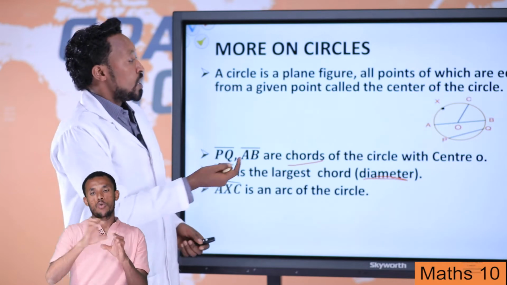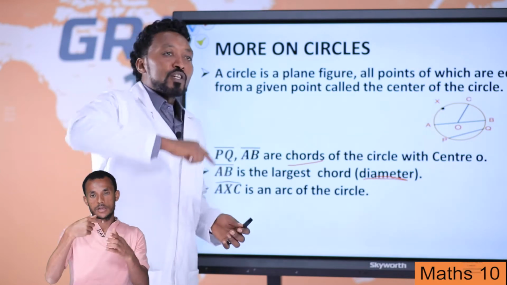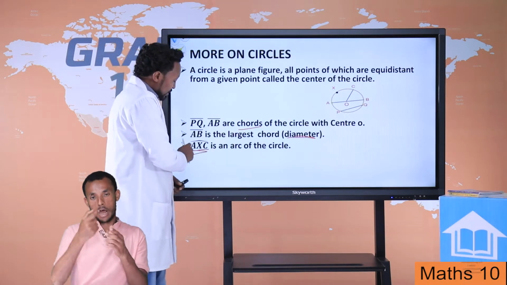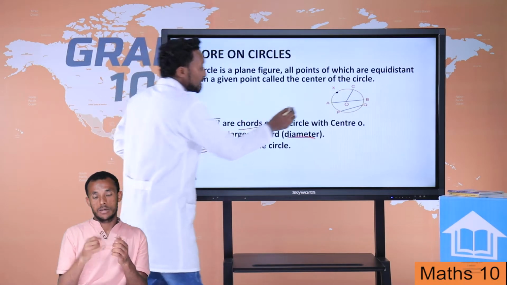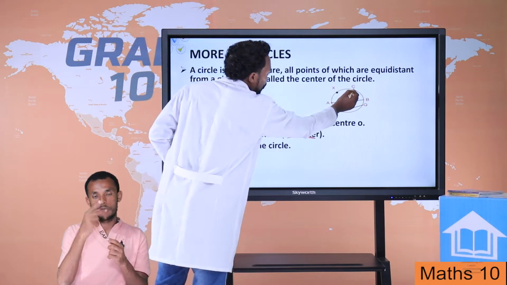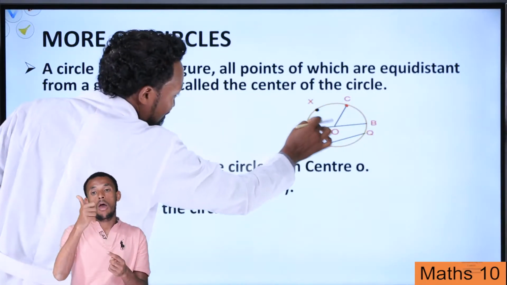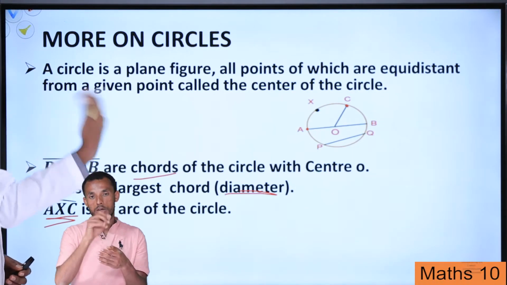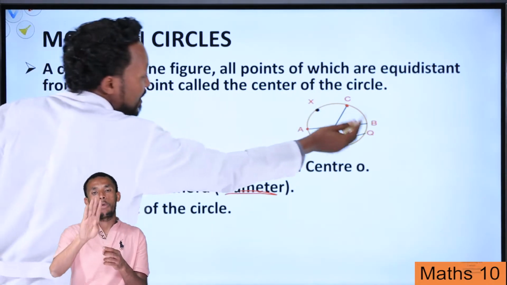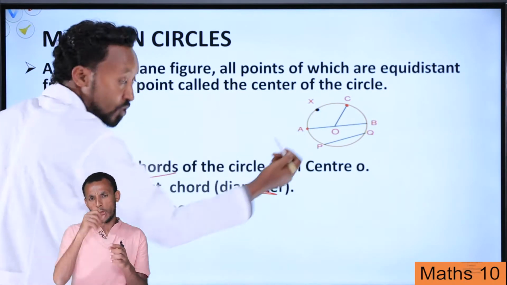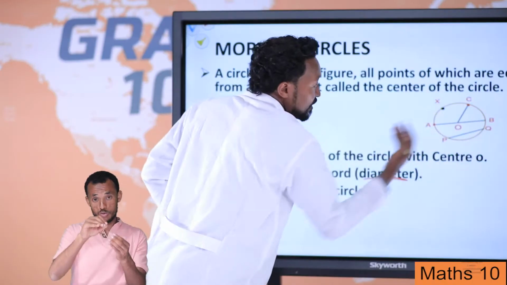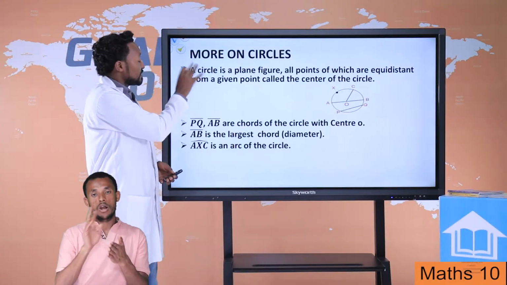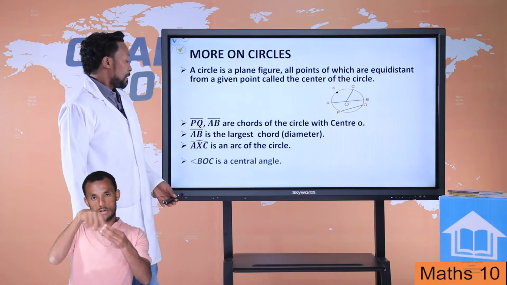And also a portion of the circumference of a circle is known as an arc. Here, this is arc AXC. This arc from A to C is known as an arc of a circle. Here there is another arc CB, CP is also an arc, AB is another arc, and PQ are also arcs of a circle. These are terms seen in the idea of a circle.